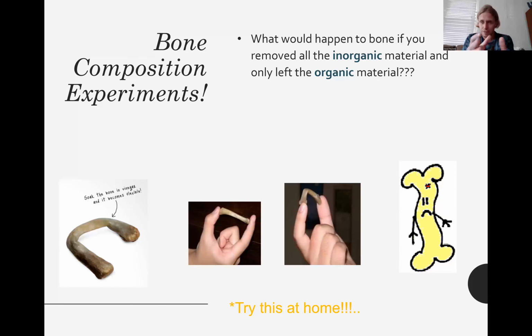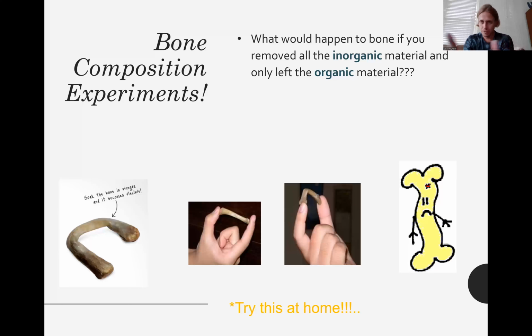All right, so if you remember, organic gives bone flexibility, inorganic gives it rigidity, right? Well, you could take chicken bones, because chicken bones are very similar to our bones. You could place one chicken bone in vinegar and leave it overnight, and then take another bone and bake it in the oven for an hour at like 400 degrees Fahrenheit, all right?